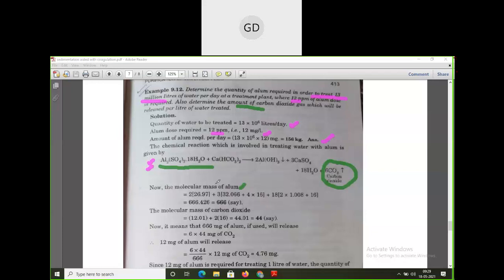So for each of the elements you have to remember the molecular weight. This is somewhat of your chemistry type. You have to remember the molecular weight, then find the molecular mass of your compound, that is alum. Aluminium is 26.97, sulfate is 32, hydrogen is 1, everybody knows, and oxygen is 16. So you do the calculation and you will find the molecular mass to be 666.